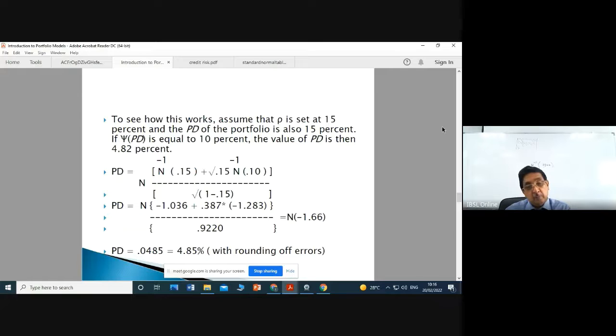Now, this equation or formula is derived with the Vasicek model. It's a model introduced and innovated by a person called Vasicek. He was a well-known credit analyst.